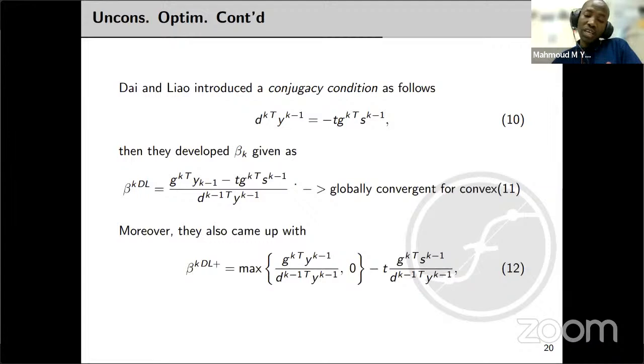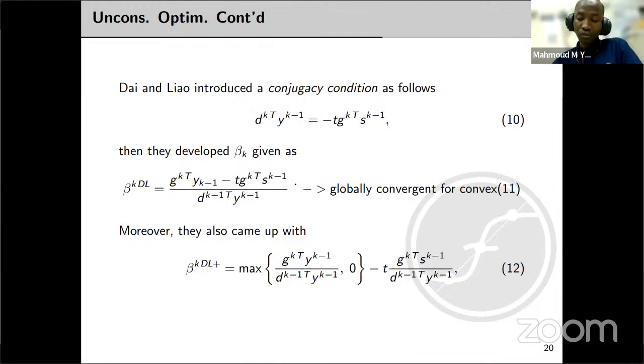What we attempt to do in this work is this. We studied that Dai and Liao, who are researchers in this area, came up with what we call the conjugacy condition. This conjugacy condition is a generalization of the classical conjugacy condition that people in this area know about, and it is simply formulated as equation number 10. He used this condition together with the initial CD direction to derive the parameter beta k, as follows. With this parameter beta k in equation number 11, he was able to show global convergence for uniformly convex functions.